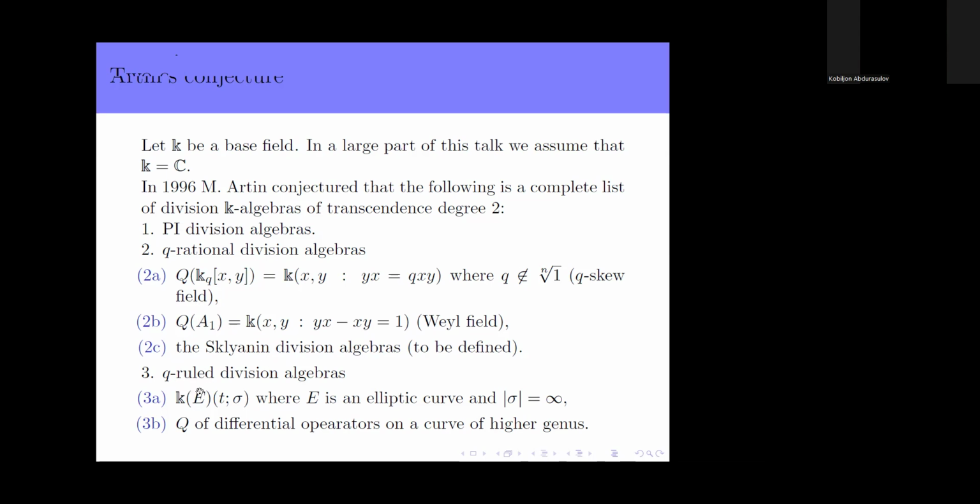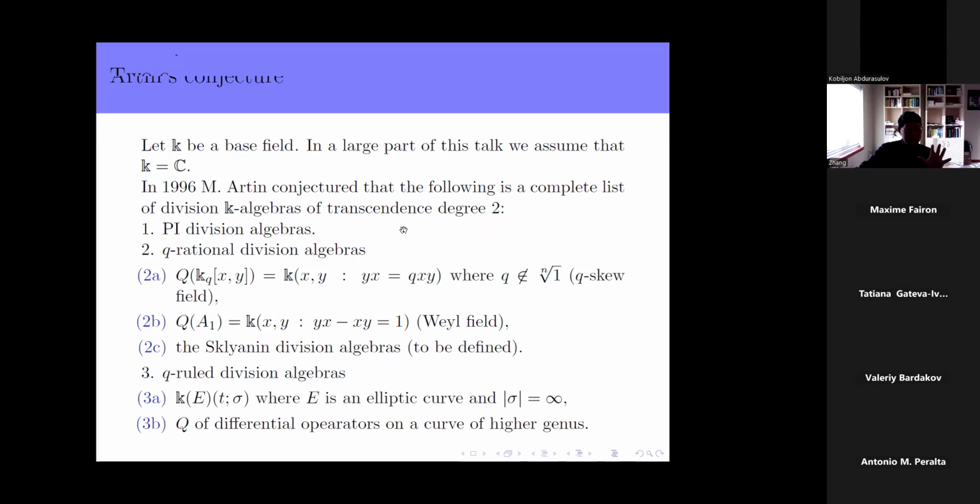Then another class is Q-root division algebras. It's kind of from the elliptic curve. There's some infinite order automorphism of the elliptic curve, then we take a ring extension and take the fraction field. Then there are also the differential operator rings of curves of high genus. So he said, okay, so these are all the complete list of non-commutative division algebras of transcendence degree 2. This Artin's conjecture is still open. I mean, almost 30 years, it's still open. If this conjecture is solved, then we can solve the previous 2 open questions.